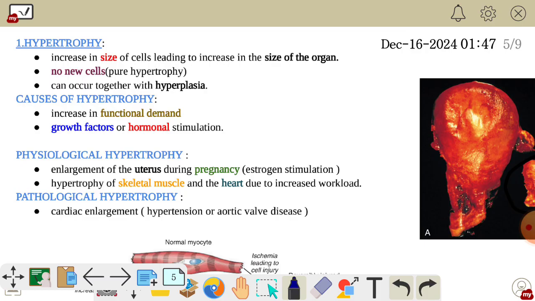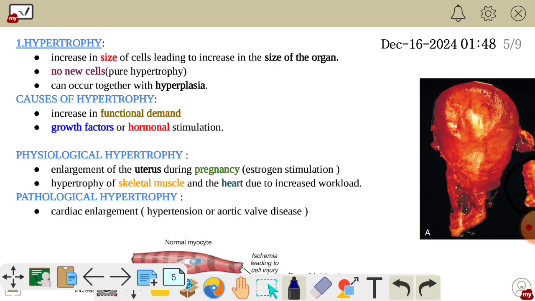Then apart from that, another physiological example of hypertrophy is observed in skeletal and cardiac muscles of the heart. So skeletal muscles hypertrophy due to work overload. So those who do workouts in the gym, the skeletal muscles will enlarge in size. Okay, instead of proliferating, they just become larger in size. That is hypertrophy. Then apart from that, the heart muscle as well, the cardiac muscle, can increase in size due to workload. So that is physiological and it's normal.